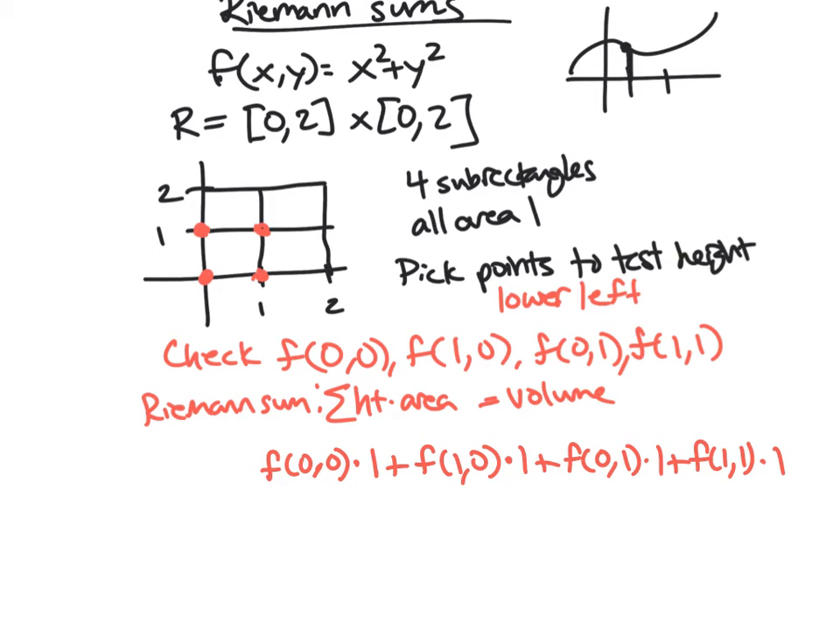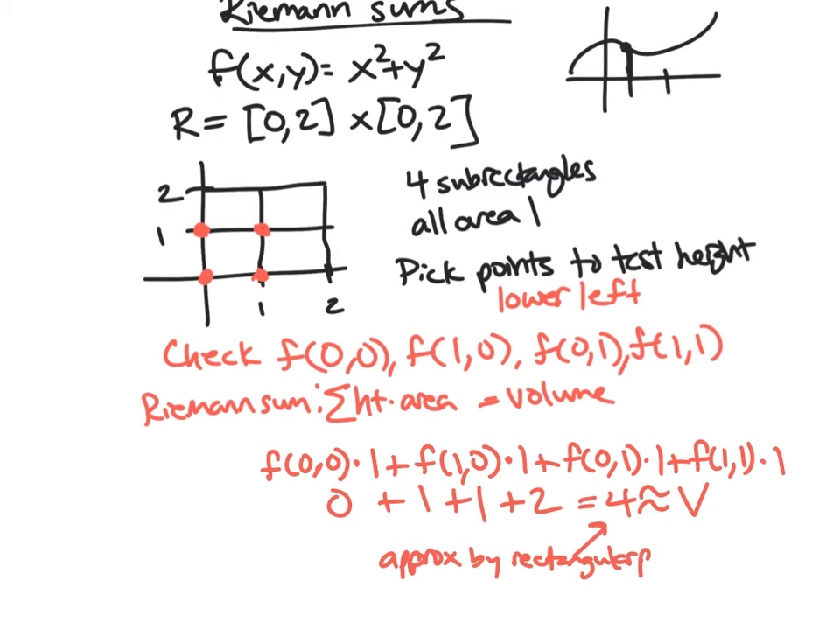And then you just figure out what all of these are. So this is 0. Here we get 1. We get 1. 1 squared plus 1 squared, we get 2. And so an approximation for our volume would be 4. And so what you really have here are a whole bunch of rectangular prisms. We're approximating by rectangular prisms. That is the analogy between this and single variable calculus, but we're up a dimension. We took approximating by rectangles to approximating by rectangular prisms.